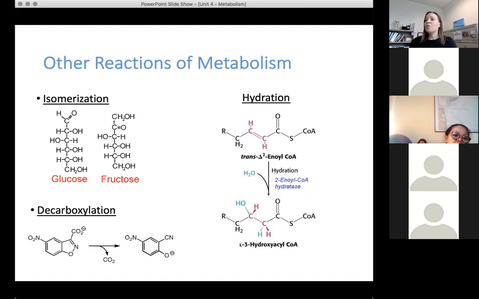And then the last two, phosphorylation and dephosphorylation, these are opposites of one another. Phosphorylation is the addition of a phosphate group. And dephosphorylation is the removal of a phosphate group.